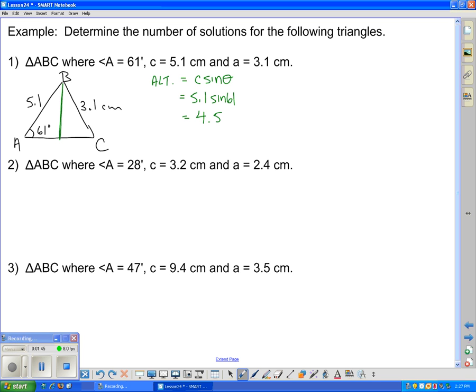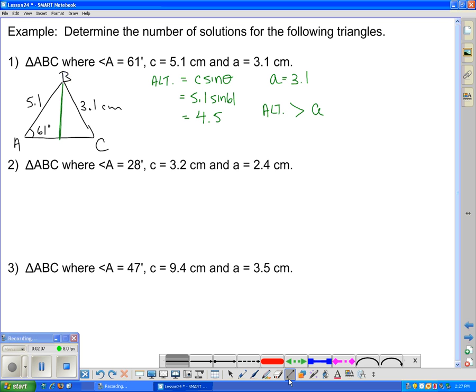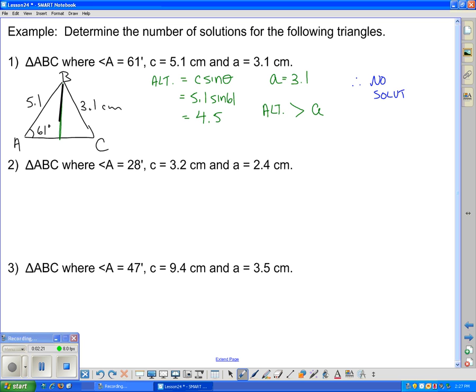I know that the arm BC, or A value, is 3.1. So I know that my altitude is greater than my A value. If my altitude is bigger than my A value, that means this triangle isn't actually like this. It means I only have a little terminal arm. So it's not actually that length, it's something like that. So I have this situation where we can't reach the bottom, therefore no solution. The trickiest part here is just getting the information in the right order to do the check.